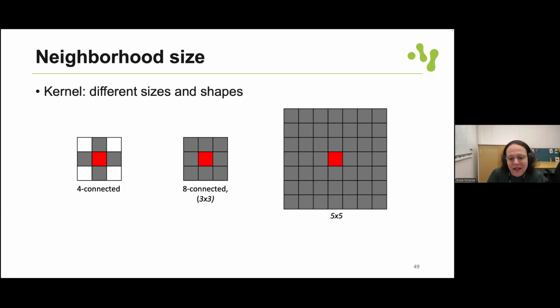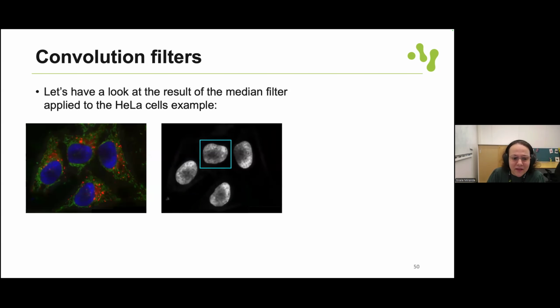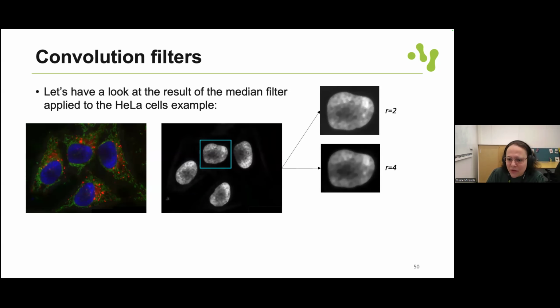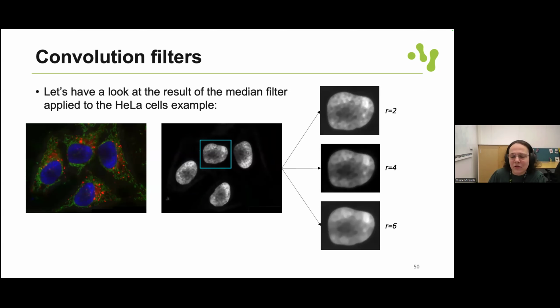The neighborhood size can also influence the effect of the filter. You can use neighborhoods where you only consider what we call four connected, so you're ignoring the corners here, or you can use eight connected, or you can even have a bigger neighborhood size, a bigger kernel. All of this affects the final result. If we take this nucleus from the HeLa cells example in Fiji and increase the radius, the effect will be more pronounced. So the size of the radius is also a compromise.